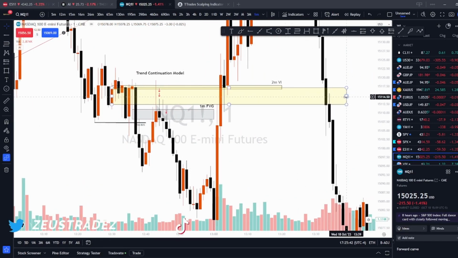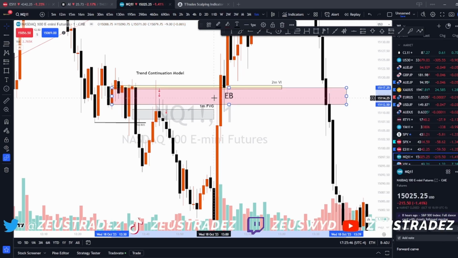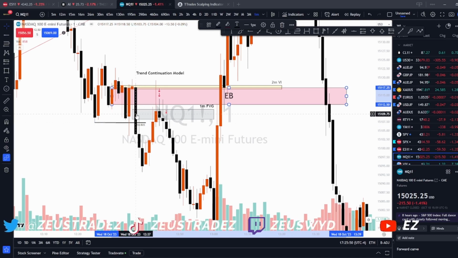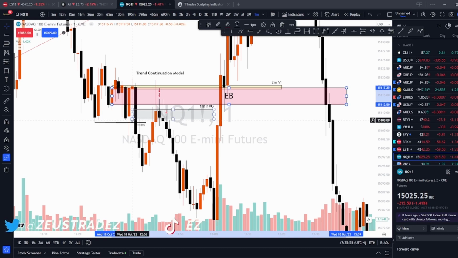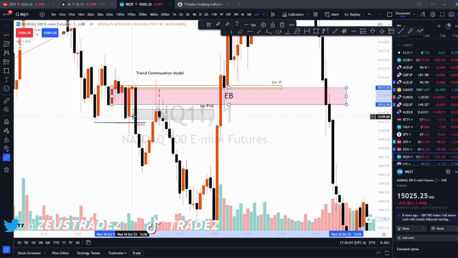So we see that 3-minute or 6-minute equilibrium block. We see the 1-minute breakup structure. We also have this 1-minute volume imbalance, or not volume imbalance, my apologies, fair value gap. Very, very huge. Why is this huge? Because we know fair value gaps are meant for retracement.